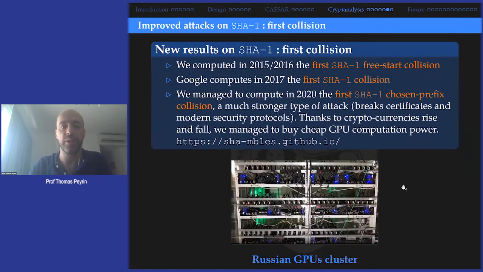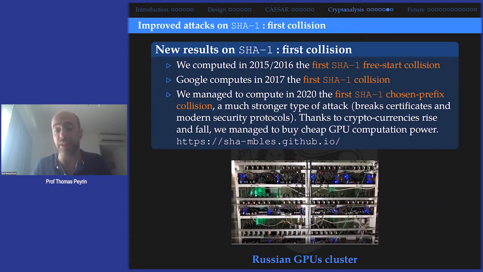And just last year, we produced something even better, which is a SHA-1 chosen prefix collision. Again, I'm not going to go into detail, but take as granted that a chosen prefix collision is a collision for which the attacker has even more control. And because he has even more control, he can attack many more things. So if you have a chosen prefix collision, you can break the certificates that basically protect all the websites. It can break modern security protocols. So when you have some security protocols protecting your communication between one entity and another, you can actually break it if you can find a chosen prefix collision. So it's a much, much stronger deal, basically.